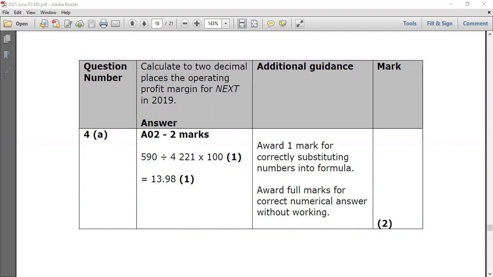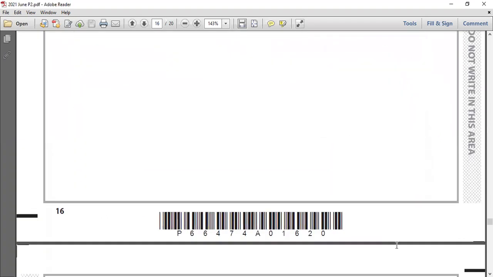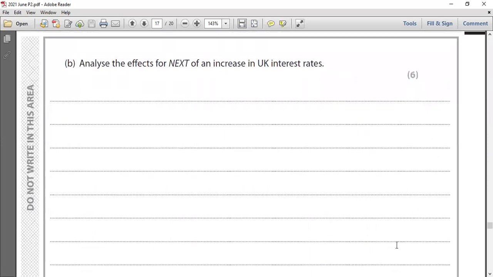Okay, now let's go to the second question of this part, part B. You can see: analyze the effect for Next of an increase in the UK interest rate. This is the economic side question, an analyze question, on UK interest rates. Now they're asking about an increase. When interest rates increase, you know, there's government influence through fiscal policy and monetary policy. Monetary policy, we normally recognize as the interest rates and the money supply.